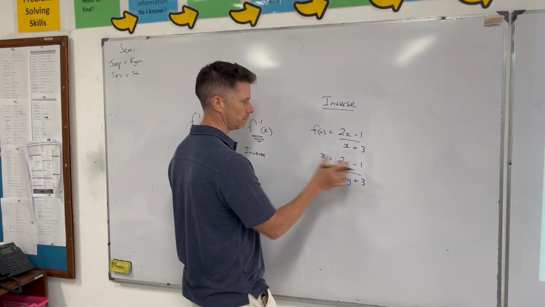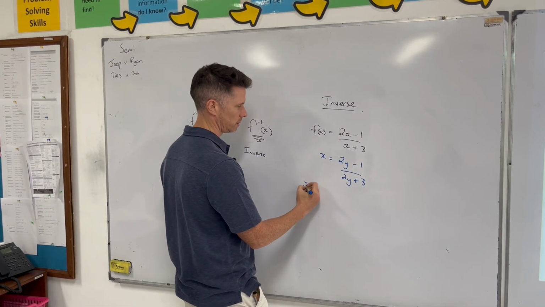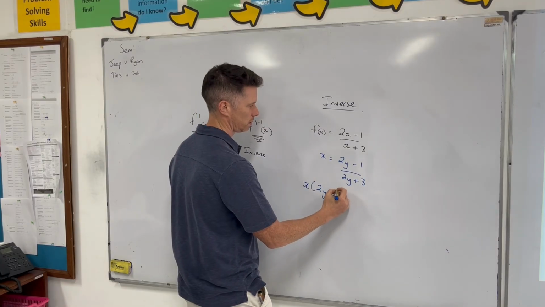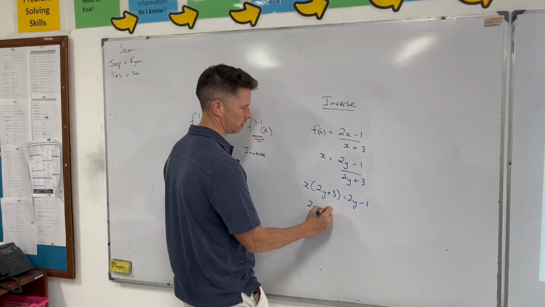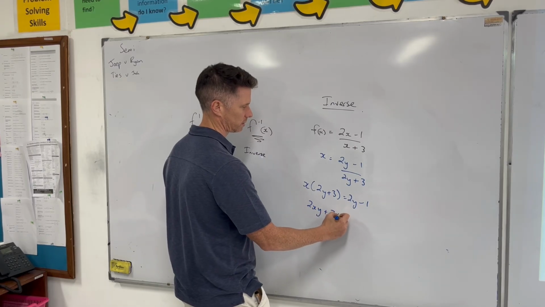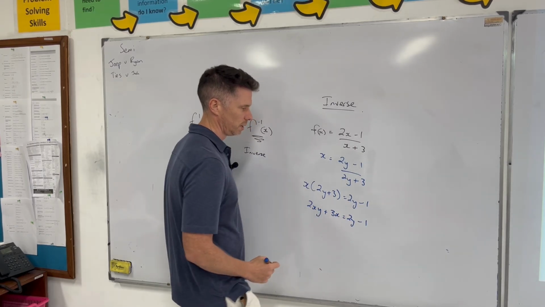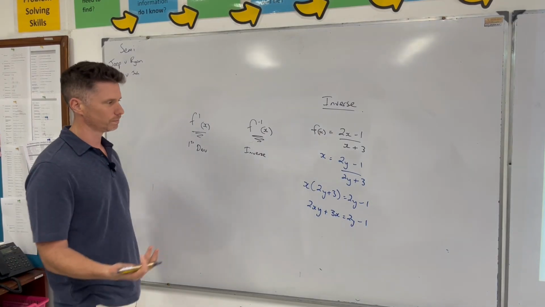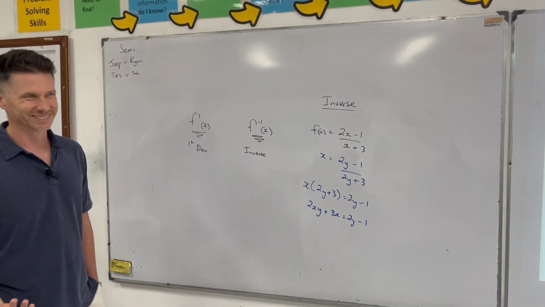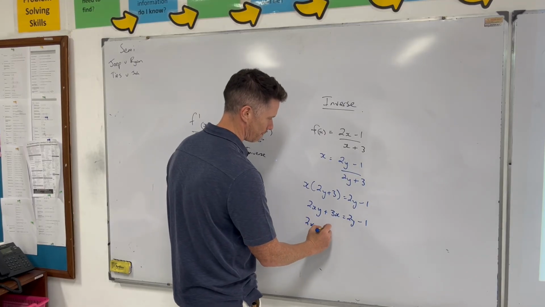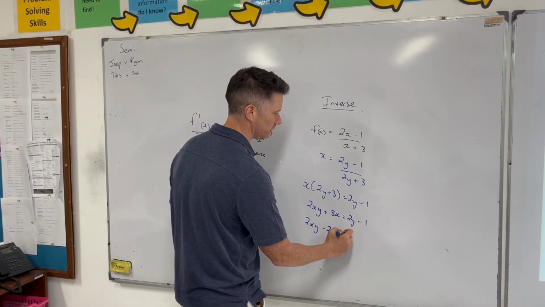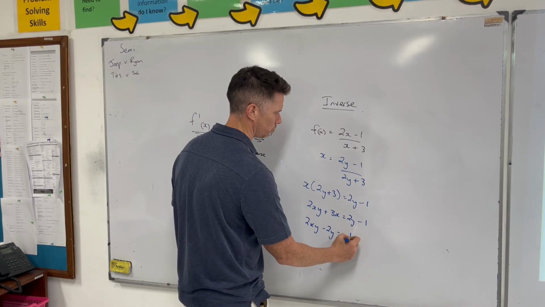I'm going to multiply both sides by 2y plus 3. I get 2xy plus 3x is equal to 2y minus 1. Panic. There's two y's. What do I do? Factorize. Very good. 2xy minus 2y. I bring the y's to the same side. Okay, I got minus 1 minus 3x.